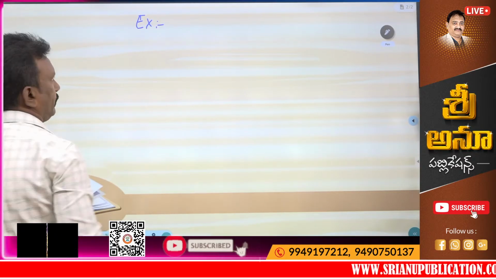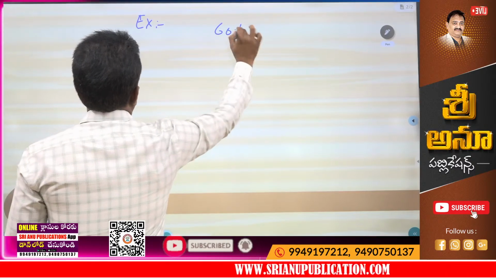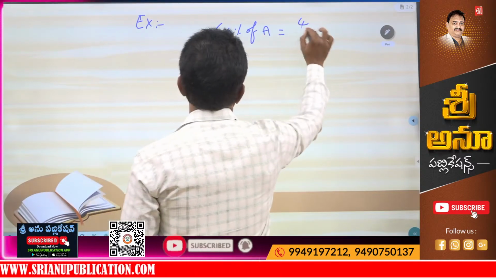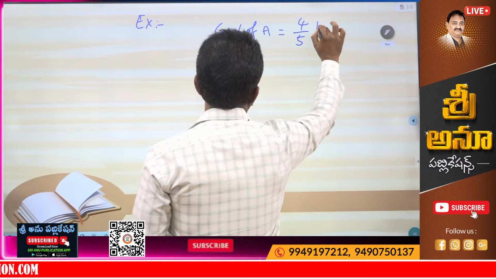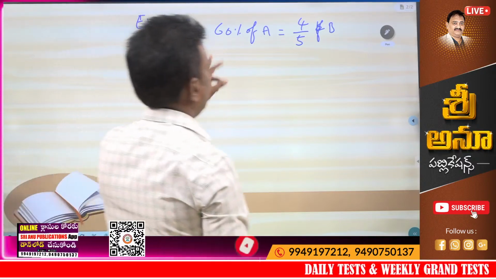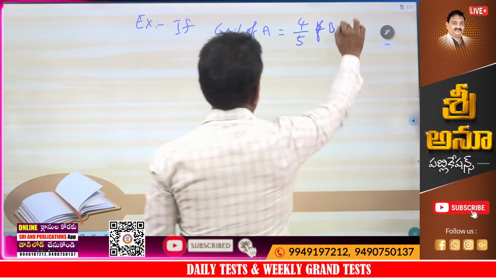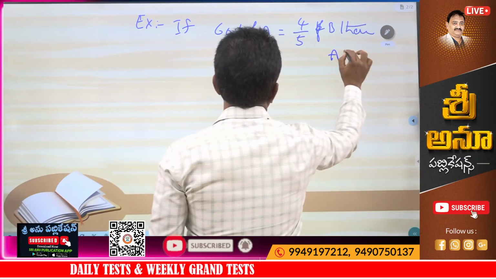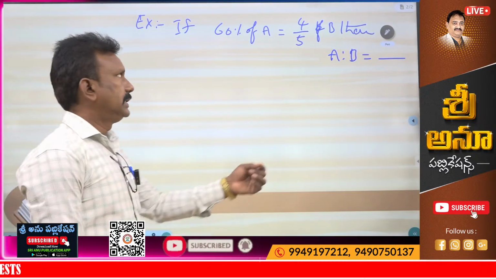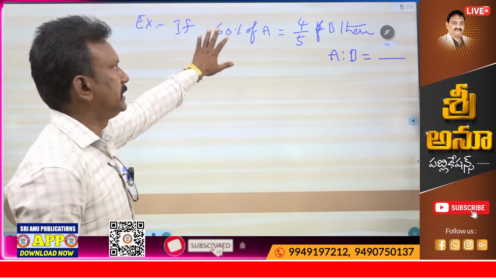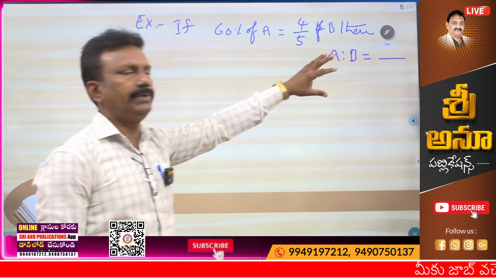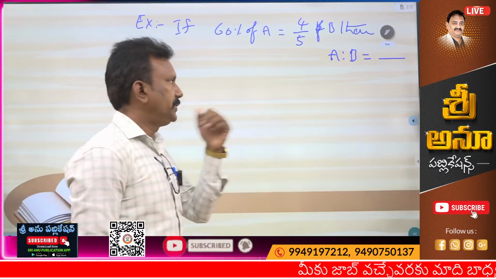So one example: 60% of A equal to 4 by 5 of B. If 60% of A equal to 4 by 5 of B, then A is to B is equal to. So just try to understand, 60% of A equal to 4/5 of B. So this is the given equation. Then what is the ratio between A and B?